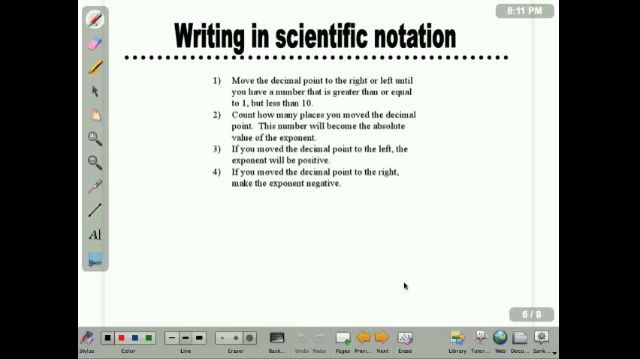So in short, move the decimal to the right or to the left until you have a number that is greater than or equal to 1. Make sure you count the number of decimal places, and the number of positions you count is related to the exponent.